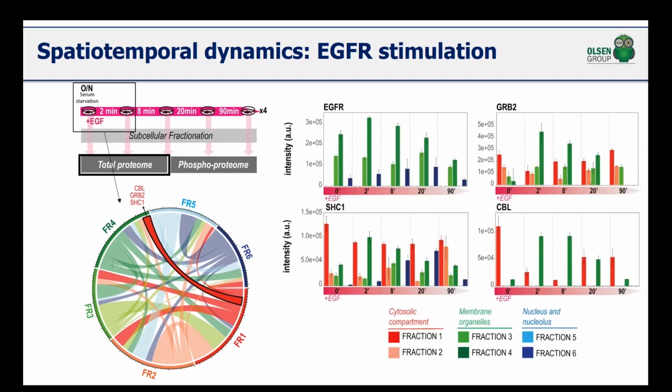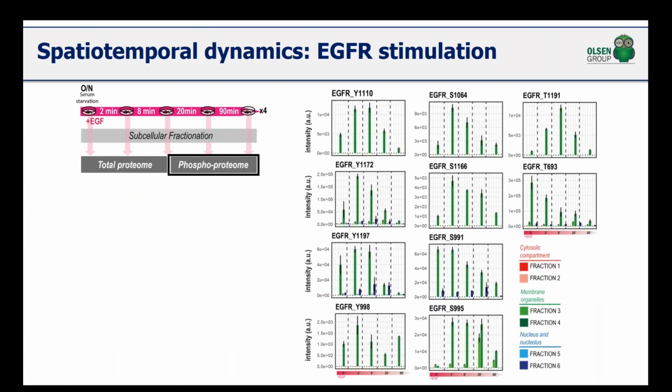And for example, focusing here on 3 of the most canonical adapter proteins, we can see that the majority fraction of these, in this case for Shc1, before stimulation is mainly in the cytosol, but already after 2 minutes of EGF stimulation, it changes from the cytosol to the plasma membrane fraction, where it's being recruited by the EGF receptor. And then over time, it changes again from the plasma membrane fraction back to the cytoplasm.